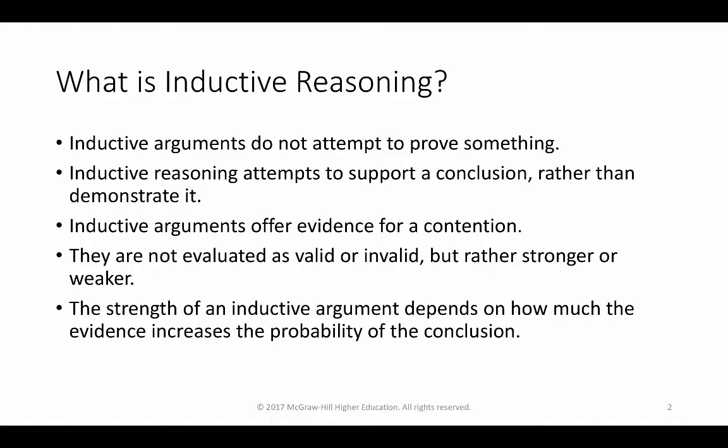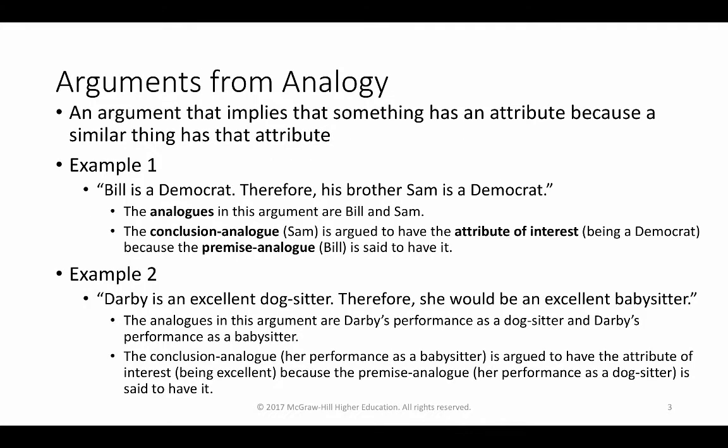Inductive arguments are weaker or stronger along a continuum, and the strength of an inductive argument depends on how much and what kinds of evidence is used, and how much that evidence increases the probability of the conclusion. The first kind of inductive argument we'll look at is an argument from analogy. An analogy is a comparison between 2 things in which you say that one thing is like the other in some way. When you use analogical reasoning, you're arguing that because one thing has a certain attribute, a similar thing probably has that same attribute.